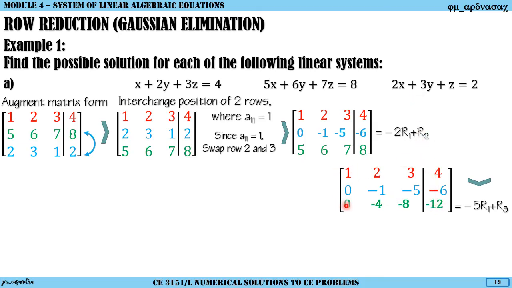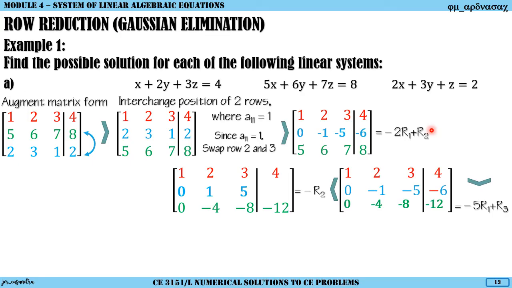So next is to make our second diagonal element equal to 1. So we'll just simply multiply this by negative 1. So we'll now have 0 times negative 1 is 0. Negative 1 times negative 1 is 1. Negative 5 times negative 1 is 5. Negative 6 times negative 1 will be 6.